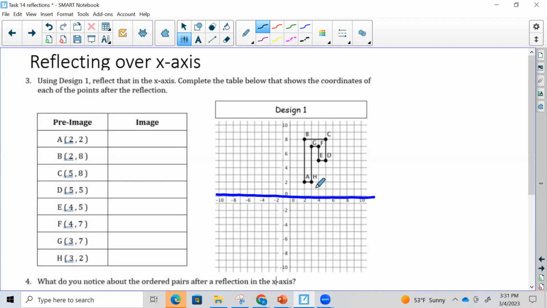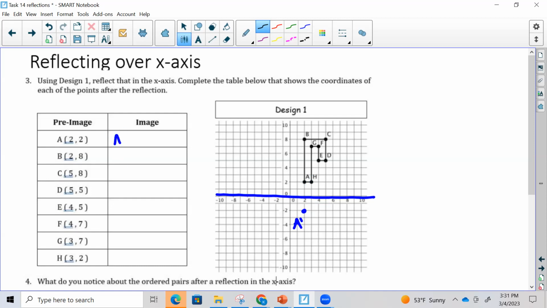And so for each point, I'm just going to do A. We're going to count from that point to the line, and then I'm going to count the same distance on the other side of the line. So for A, I would count down 1, 2 to get to the line, and then I'm going to count 1, 2 down more to get to the other side of the line, and that would be A prime. And so then if I fold along that line, A would fall on A prime.